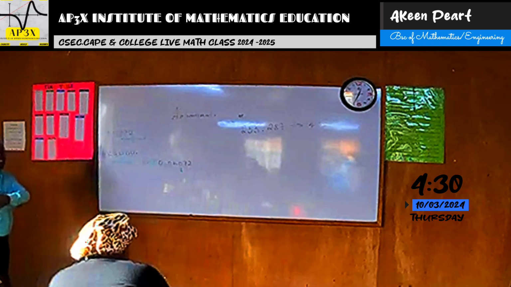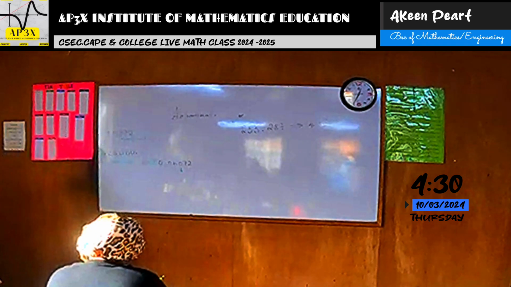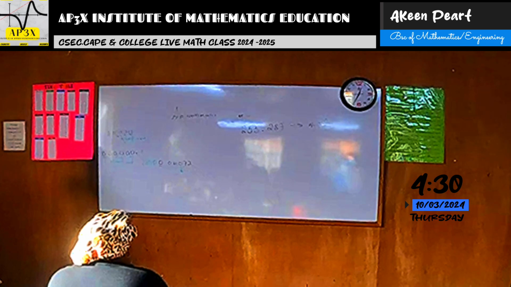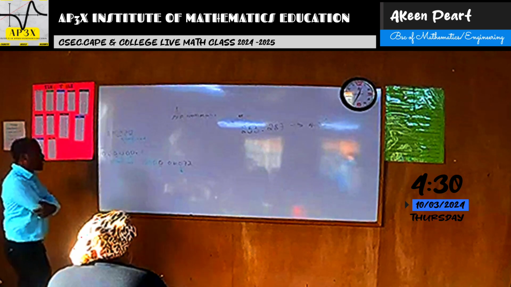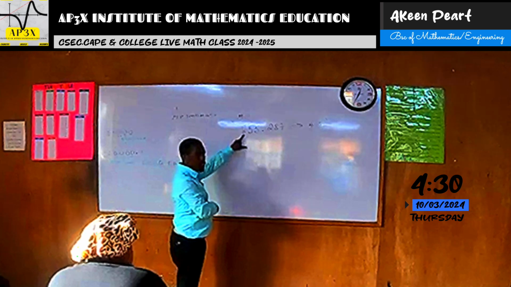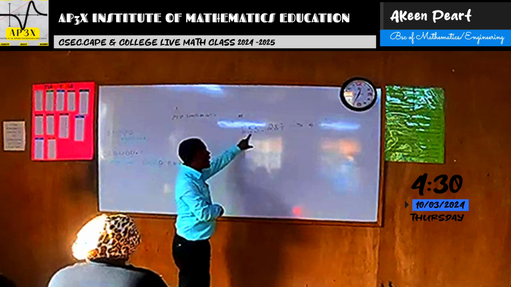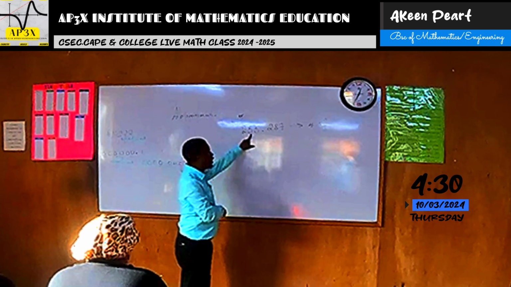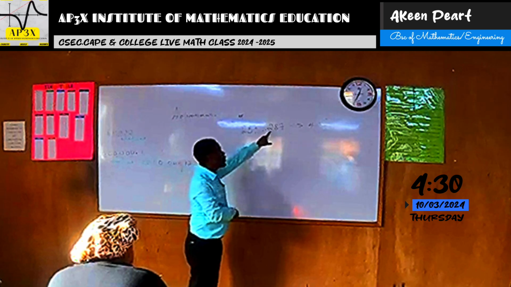So 253.287, and that number is to be rounded off to 4 significant figures. My first significant digit is 2. My second significant digit is 5. The third one is 3, and the fourth one is 2.